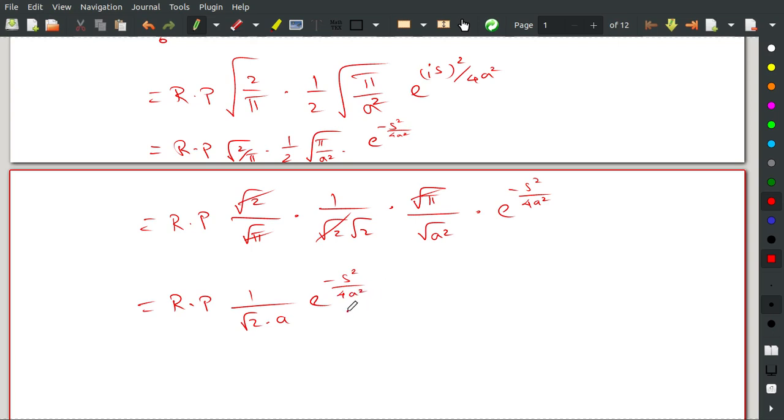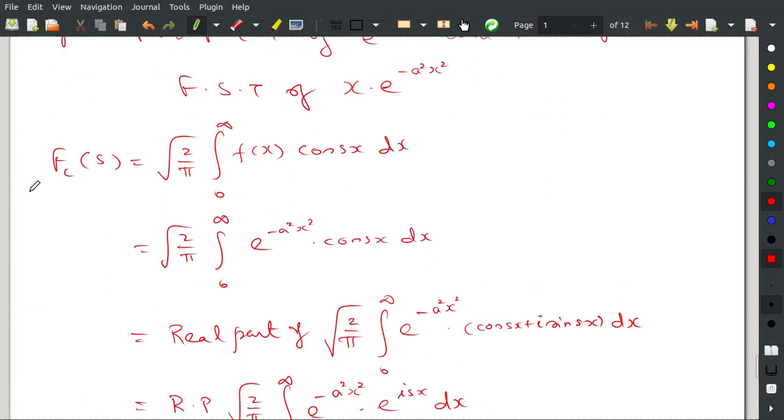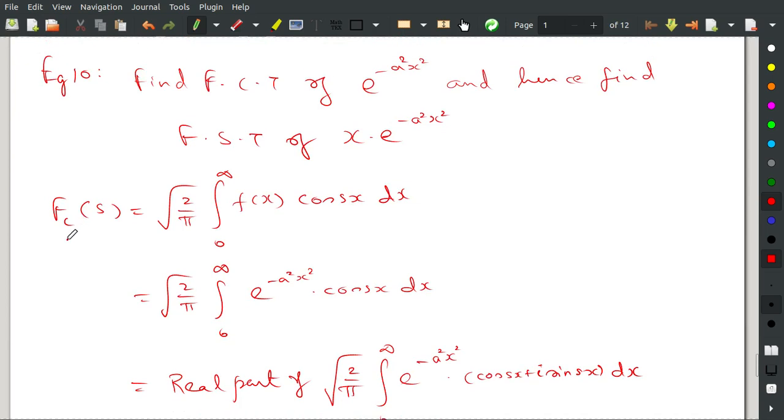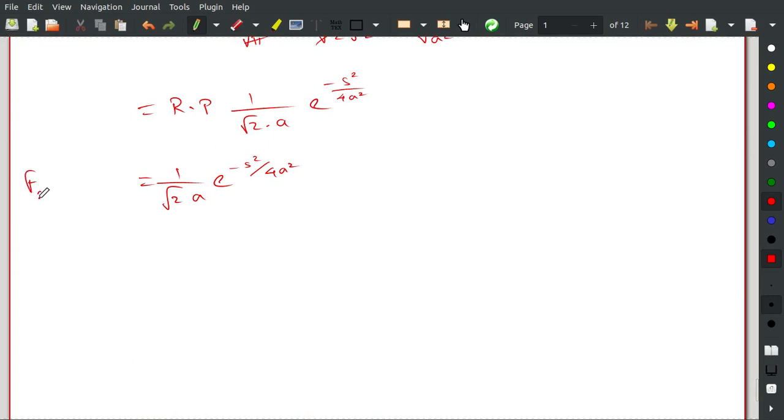Okay, and if we see there is no imaginary part, so the real part of this is equal to this itself, therefore we can write this as 1 by root 2a, okay, e power minus s square divided by 4a square. Okay, and on this side we have the Fourier cosine transform of e power minus a square x square. Okay, so this is the result.